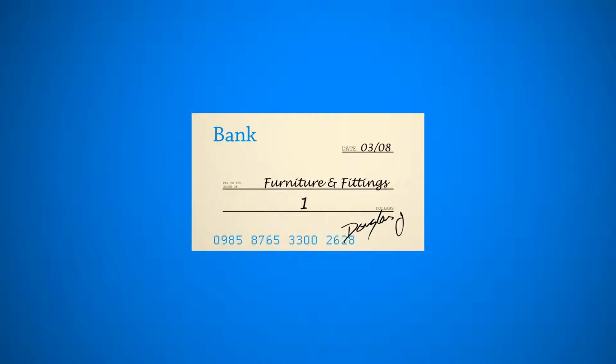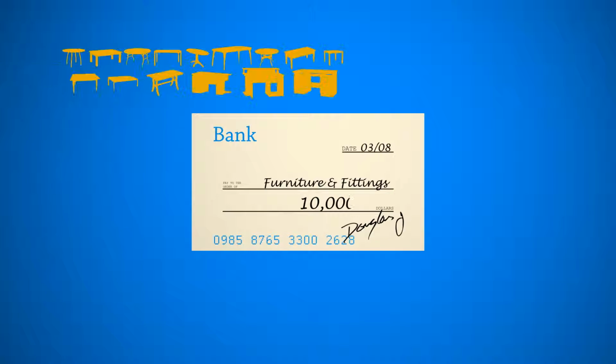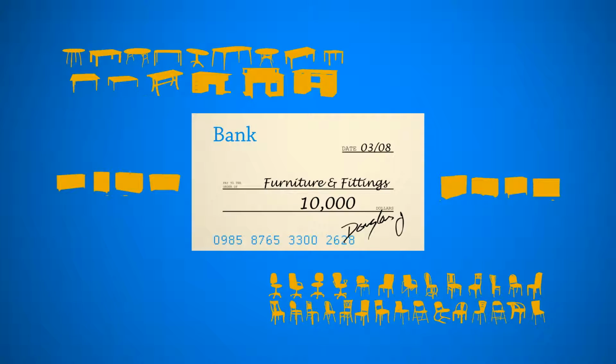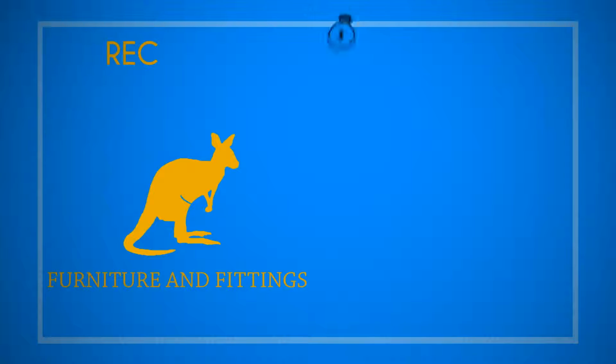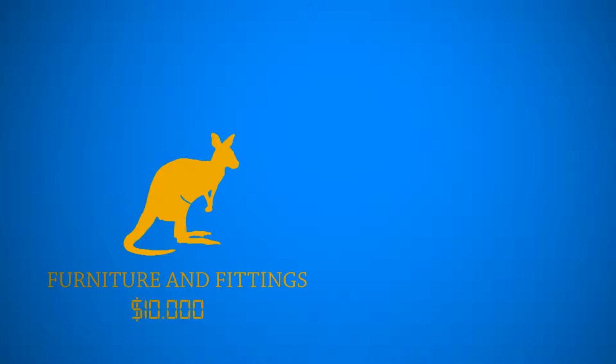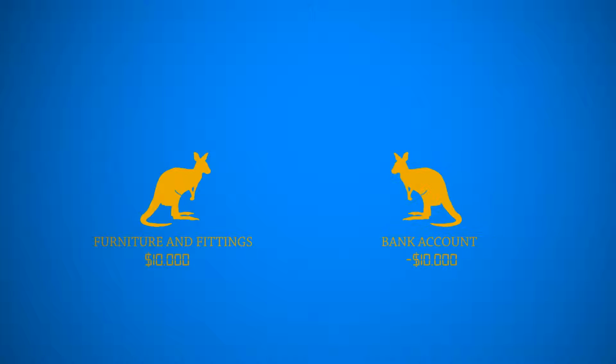Illustration 3. Payment for furniture and fittings. We write another check for $10,000 to pay for desks, chairs, and display cabinets. So we add another new kangaroo to the kangaroo enclosure and call him Furniture and Fittings. To record this transaction, we add $10,000 to Furniture and Fittings, and we subtract $10,000 from the bank kangaroo.